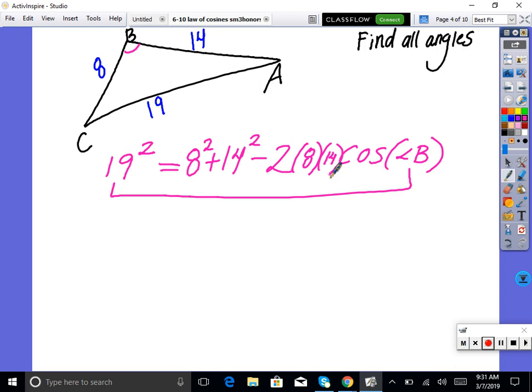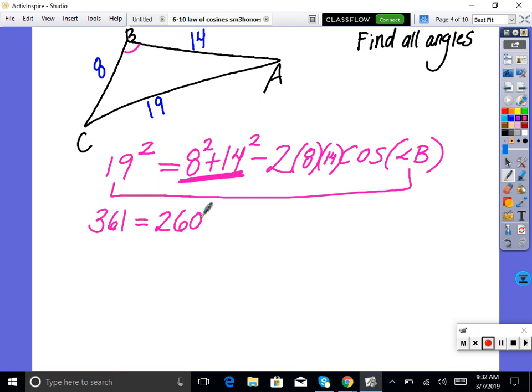So guys, 19 squared is 361. So we have this: 361 is equal to, now question for you, can I add up these two things? Can I add up 8 squared plus 14 squared? Yes, right? There's no algebraic statement saying I can't combine those. Agreed? So I'm going to add those up and I get 260.